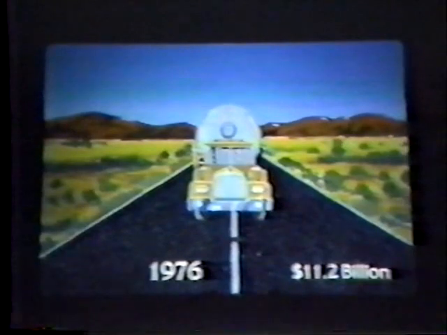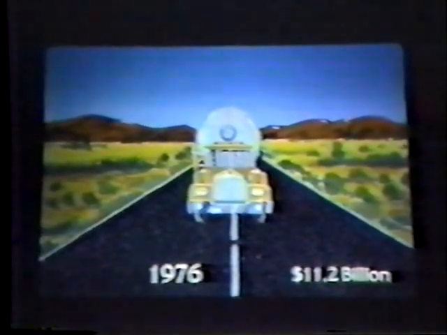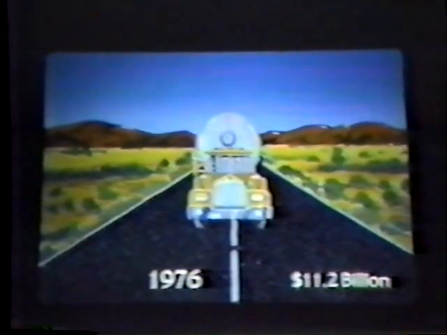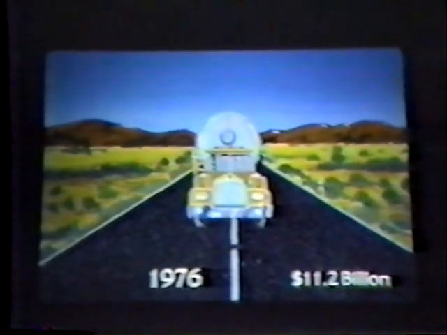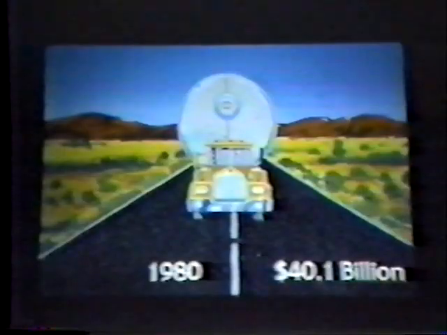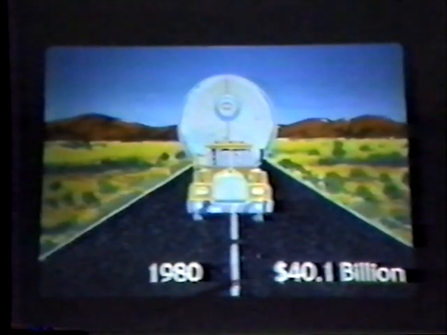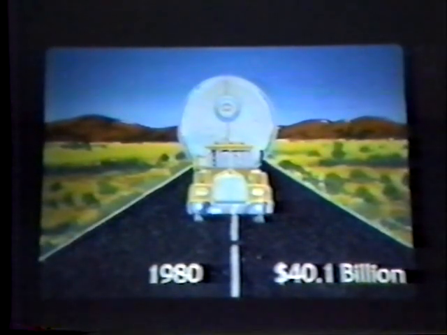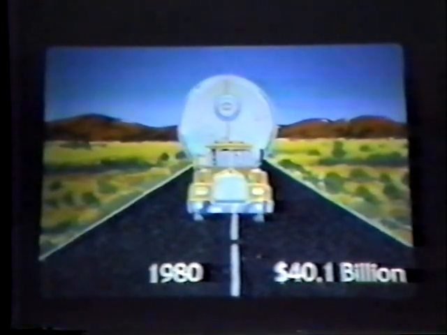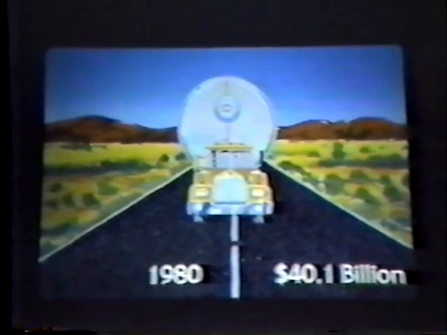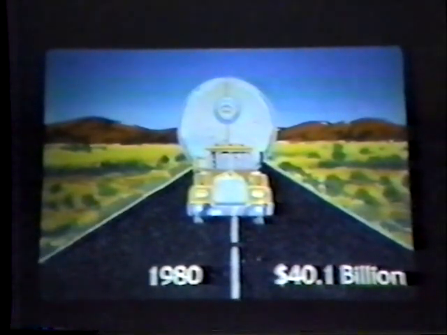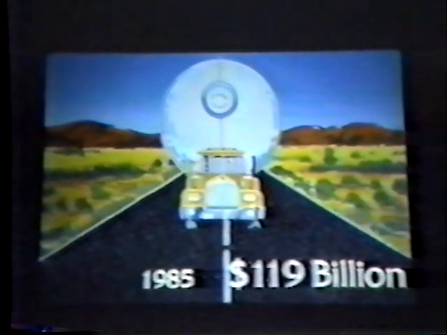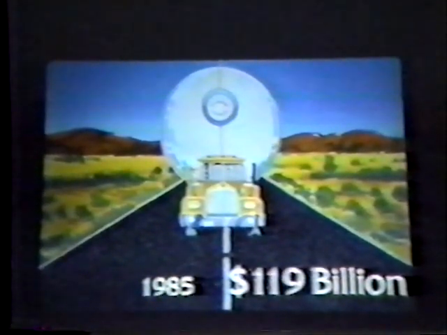In 1976, it would have cost $11.2 billion to rehabilitate the highway system to the 1975 condition. Or that's about how much money per year needs to be spent to keep a constant condition. By 1980, that number had risen to $40 billion because of the decrease in the capital investment curve. We had been putting too little money into roads, and so now the deficiencies were growing. And it's estimated that by 1985, $119 billion needs to be spent.